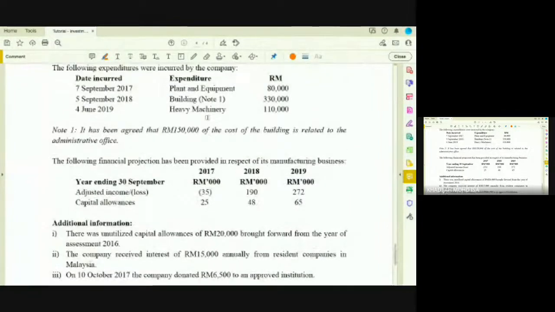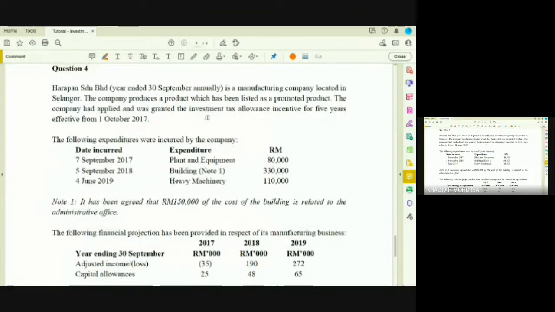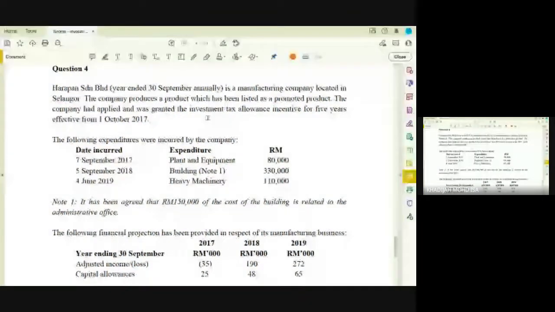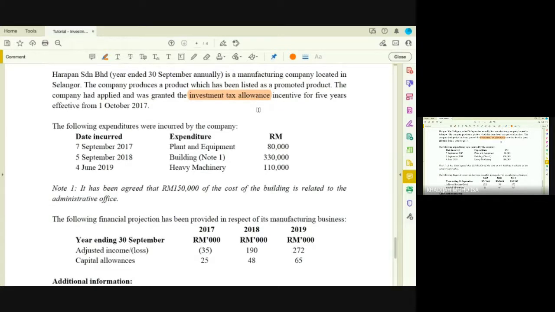Harapan Sdn Bhd's year end is 30th September. It is a manufacturing company in Selangor producing a promoted product, with investment tax allowance. So in this case, the question tells you it is under the incentive investment tax allowance from 1st October 2017. Because your year end is 30th September, it starts from 1st October 2017 onwards. That will be your tax relief period. And then you incurred expenditure in September 2017. Which YA is that?